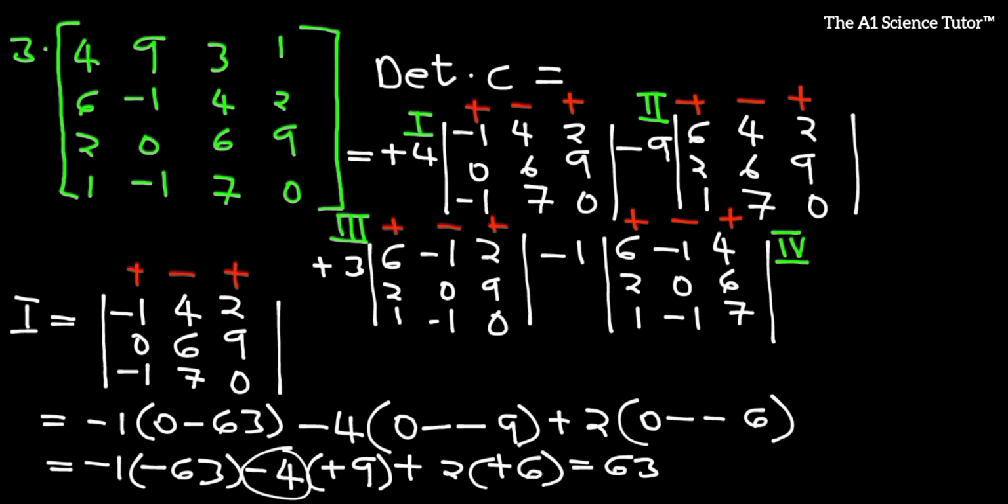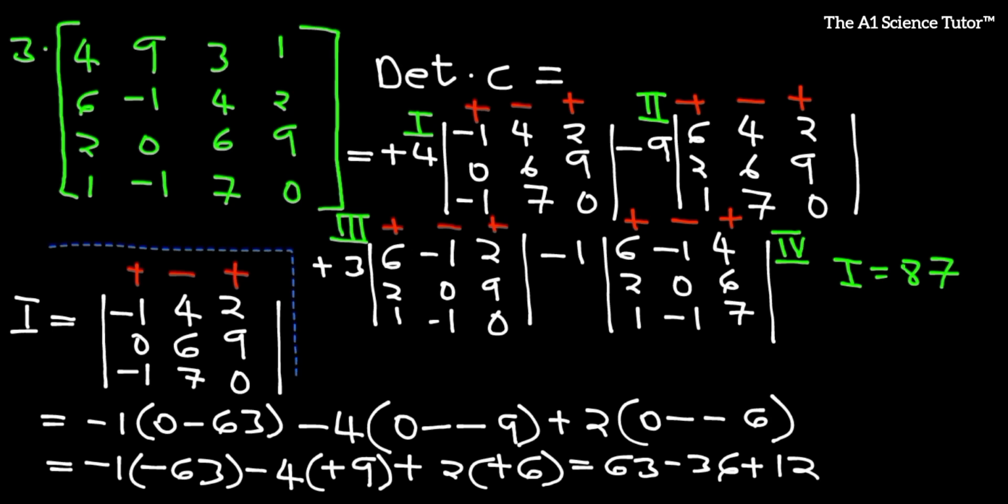Now here we have a -4 multiplied by 9. So that should give us a -36. And here we have 2 multiplied by 6. So that should give us a 12. So let us see what that is going to give. We have a 63 minus 36 plus 12. So that gives us 87. So for the first determinant, it is equal to 87.